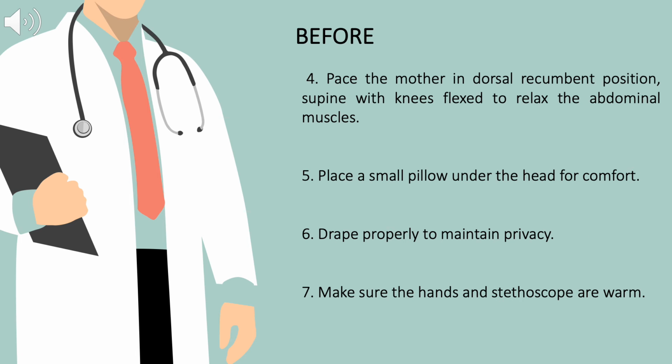Number 4, place the mother in dorsal recumbent position, supine with knees flexed to relax the abdominal muscle. Number 5, place a small pillow under the head for comfort. Number 6, drape properly to maintain privacy, because patient privacy is one of the principles of doing the Leopold's maneuver. Number 7, make sure that the hands and the stethoscope are warm. This is to provide comfort to the mother.